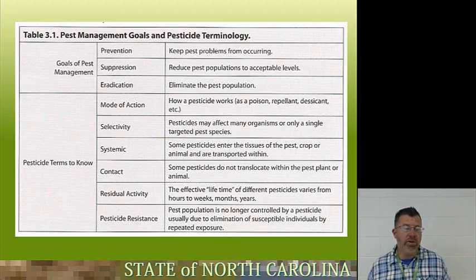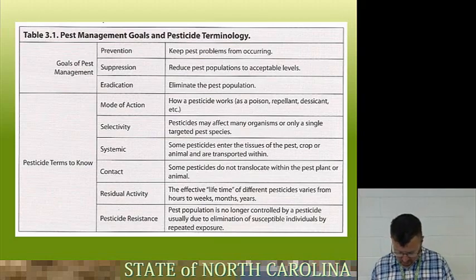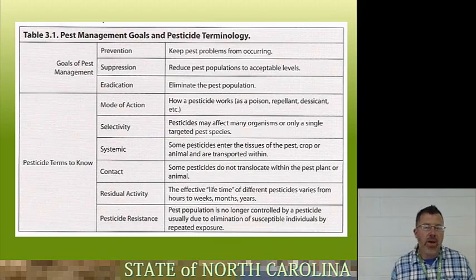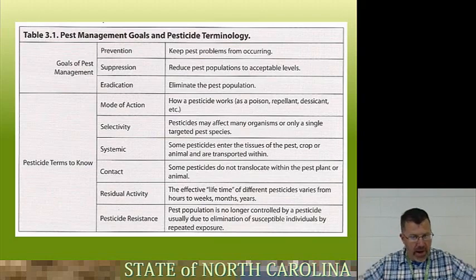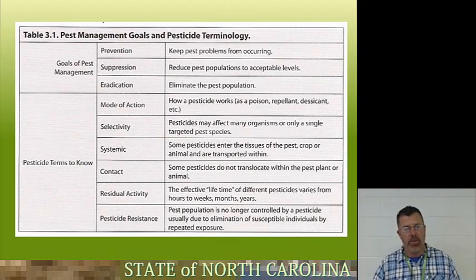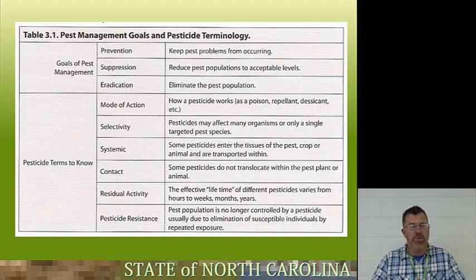Systemic. Some pesticides enter the tissue of the pest, crop, or animal, and they're transported within. Your textbook gives a good example of how that works, with the arrows actually going inside the plant. Contact. The pesticides do not translocate within the pest, plant, or animal. They're staying on the outside.